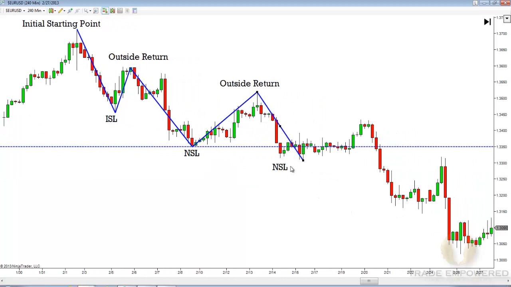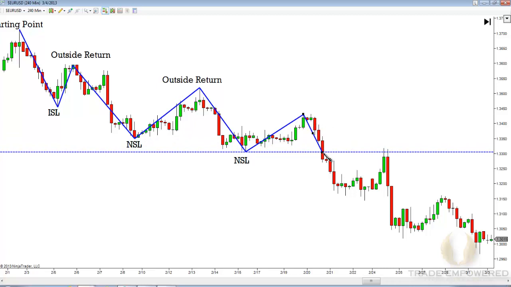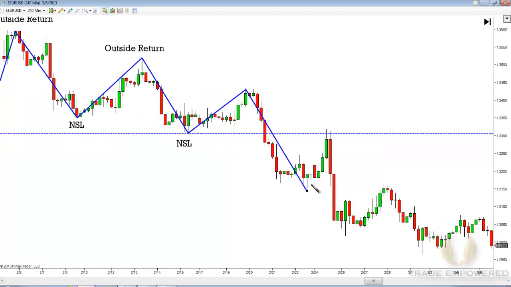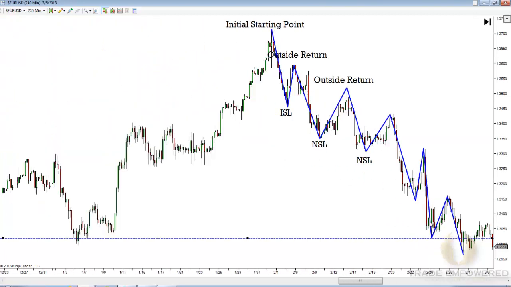And actually this comes in right about here. And you'll see the continuation. Outside return, lower low, lower close on this candle. So we get a new structure low, outside return, lower low, lower close on this red candle, new structure low, outside return, lower low, lower close on this red candle right here, and the pattern continues.